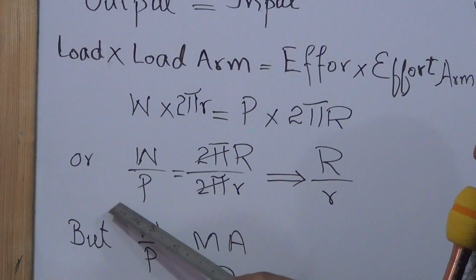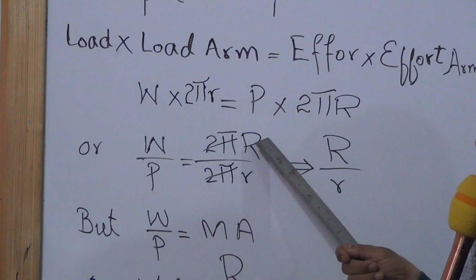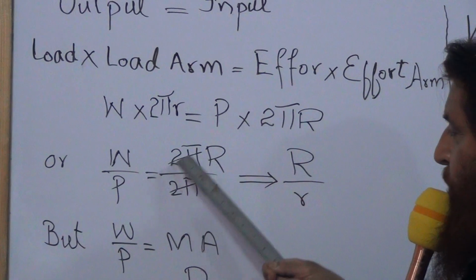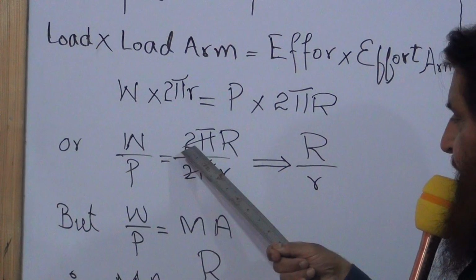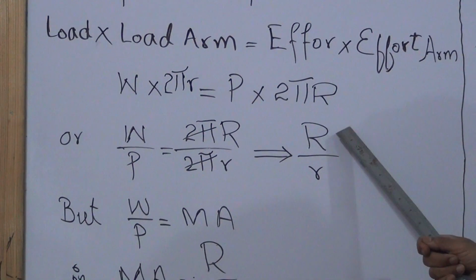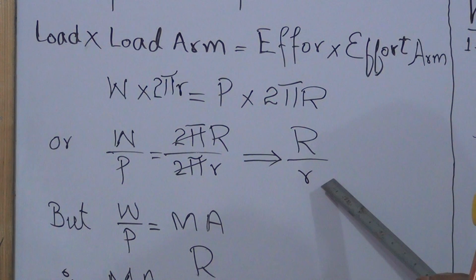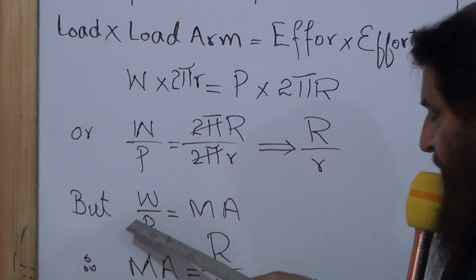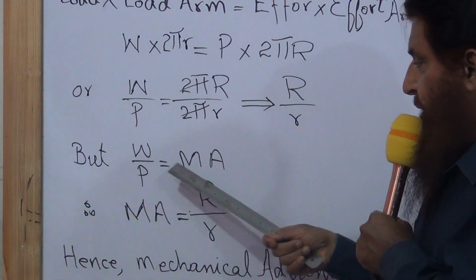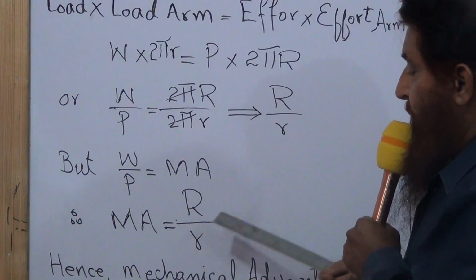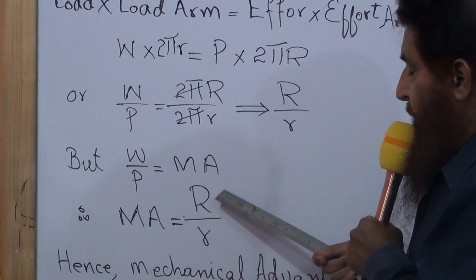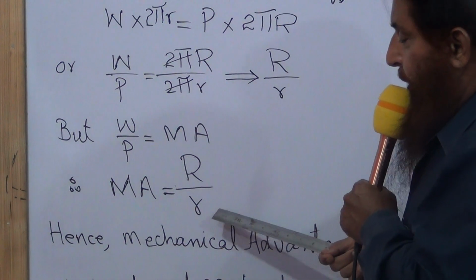So W upon P is equal to 2 pi capital R upon 2 pi small r. 2 pi and 2 pi are cancelled. So W upon P is equal to capital R upon small r. But you know W upon P, the ratio between load and effort, is called mechanical advantage. Therefore, mechanical advantage is equal to capital R upon small r.